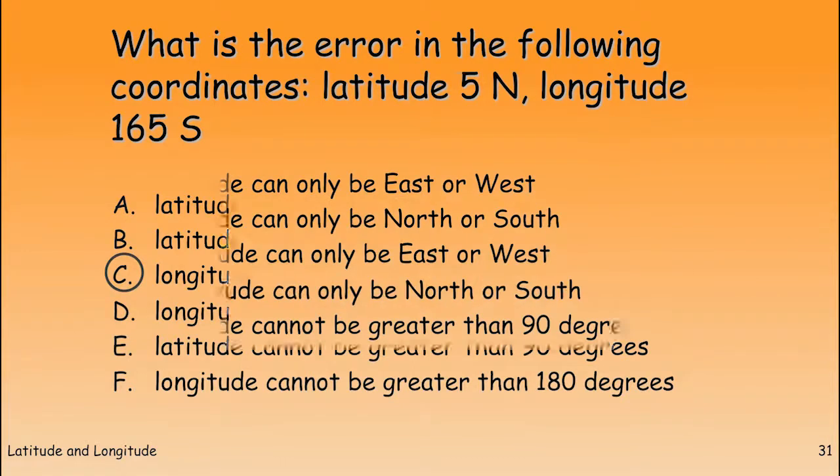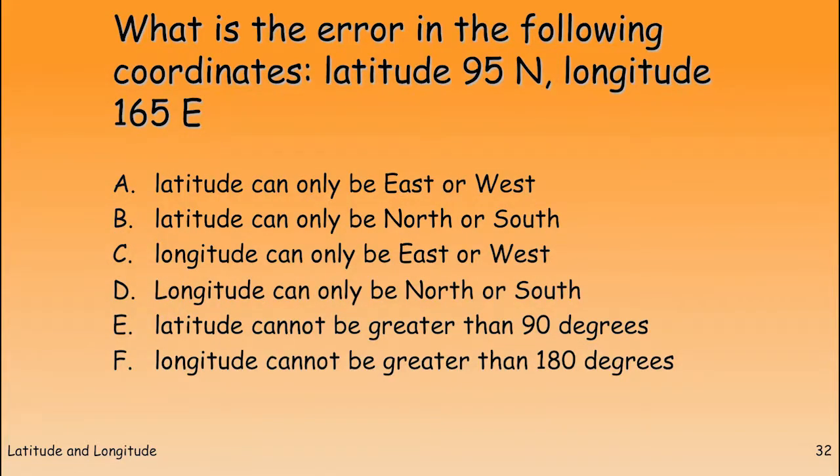On the next questions, I'm not going to go over every single answer. I'll just discuss the right answer and why it's the right answer. What is the error in the following set of coordinates? So latitude is given as 95 north, and longitude is given as 165 east, while we know that latitude cannot exceed 90 degrees north or south, but it cannot exceed 90 degrees. So the answer is E, latitude cannot be greater than 90 degrees.